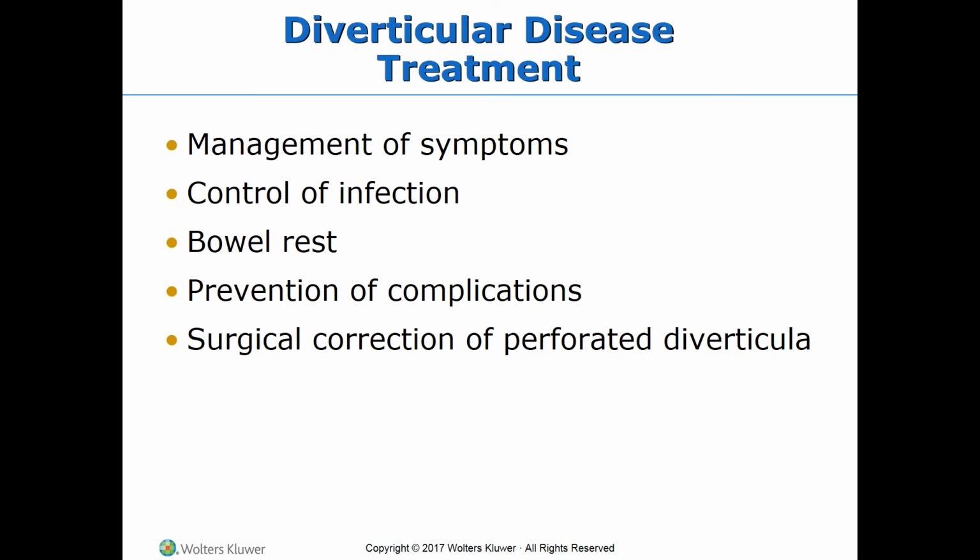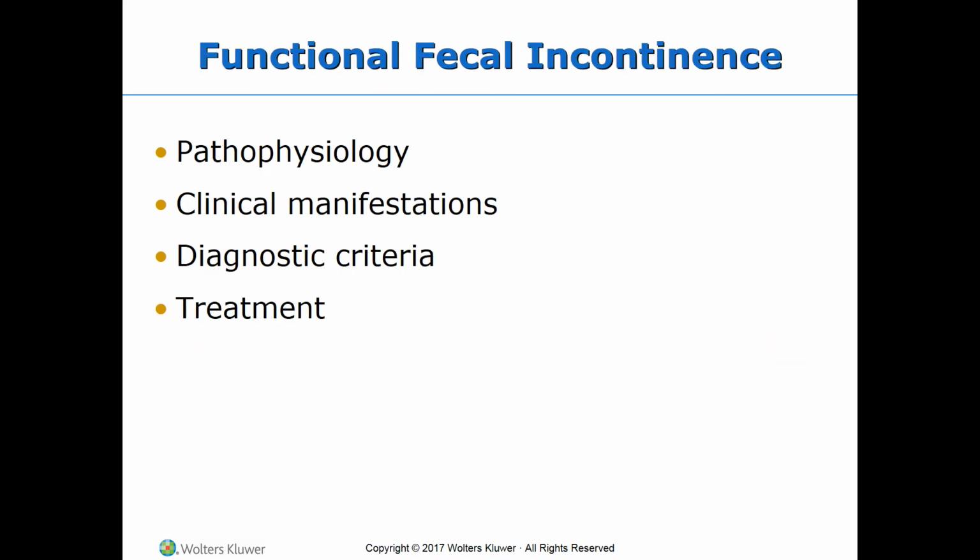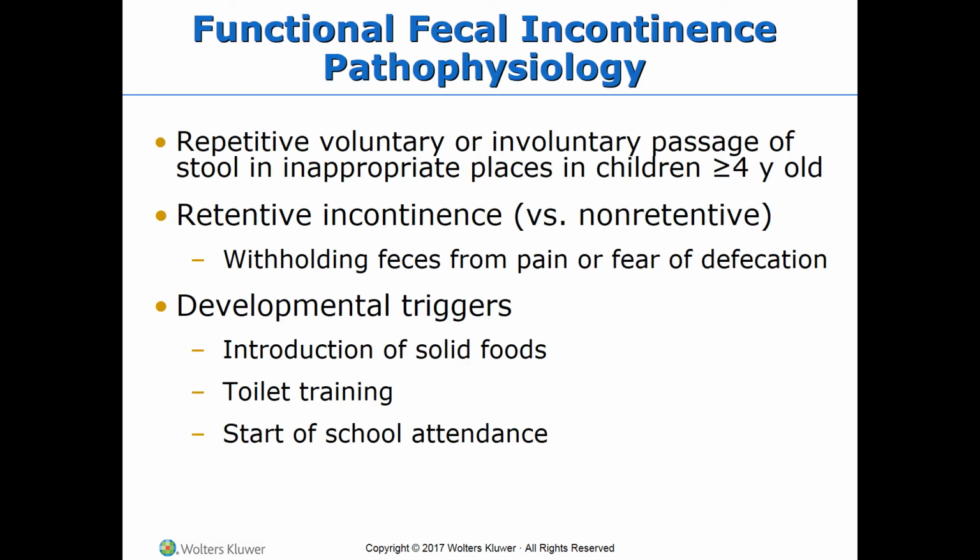I already mentioned this, so let's move now into our last concept, which is functional fecal incontinence. Functional fecal incontinence is having repetitive voluntary and involuntary passage of stools in inappropriate places for children who are supposed to be already trained. So, in children greater than 4 years old.